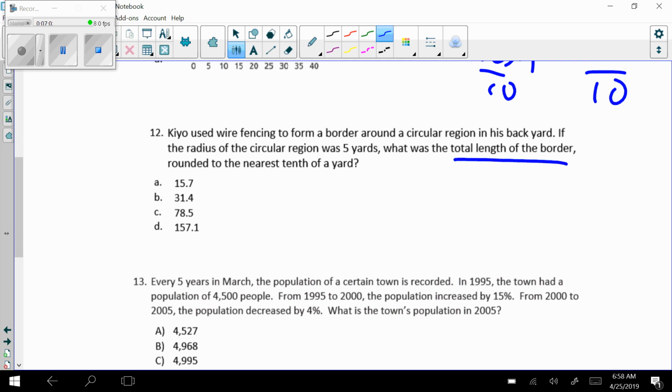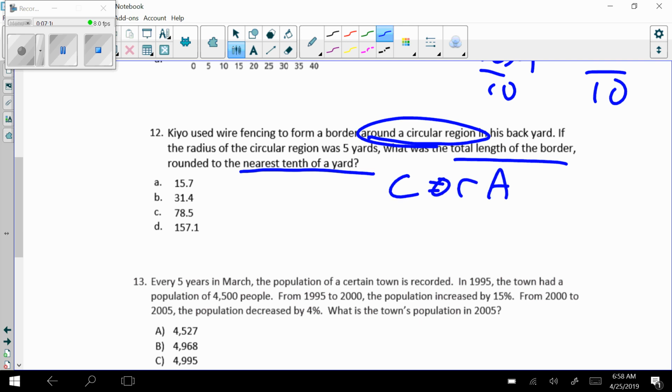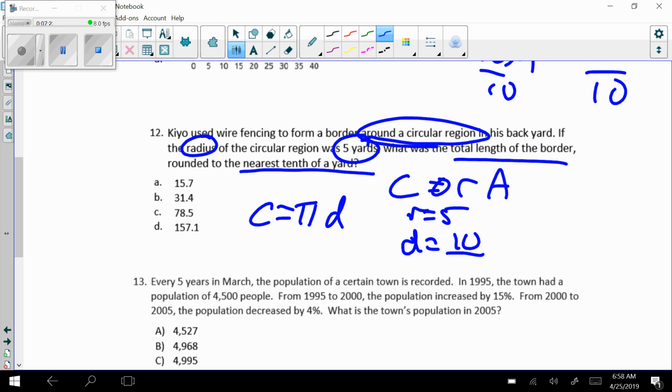Length of the border to the nearest tenth of a yard. Wire fence around a circular region. So the question is going to be, is this circumference or is this area? Hopefully you determine that it's circumference. Pi times diameter. They give you the radius to be 5 yards. If the radius is 5, that means the diameter would have to be double that, 10. You plug 10 in, you put it in your calculator, you'll have your answer.